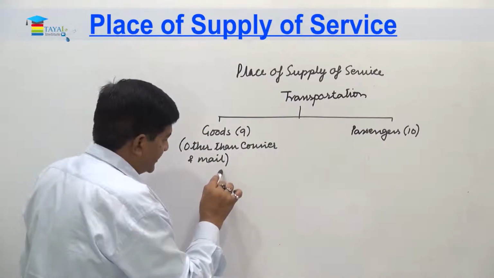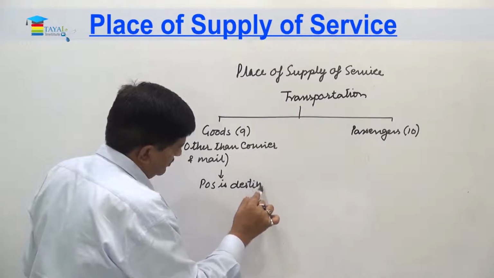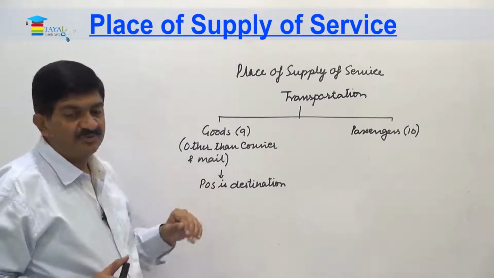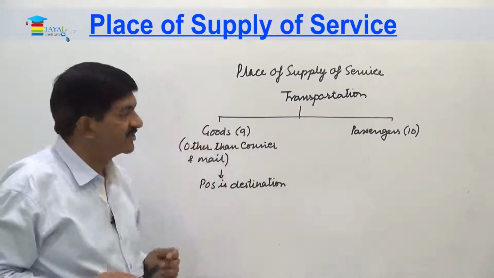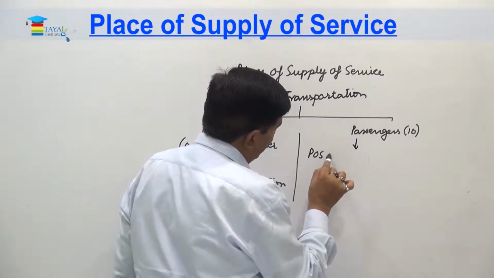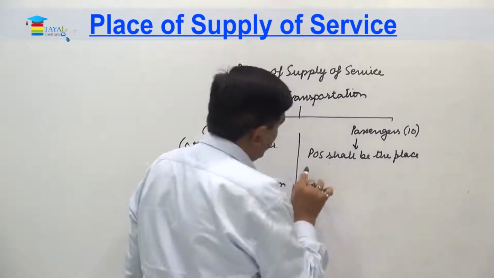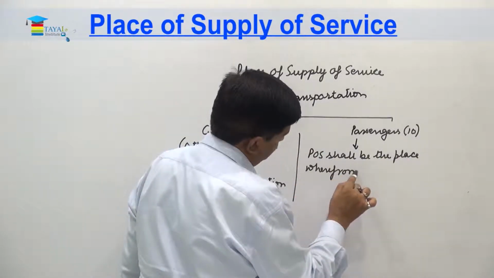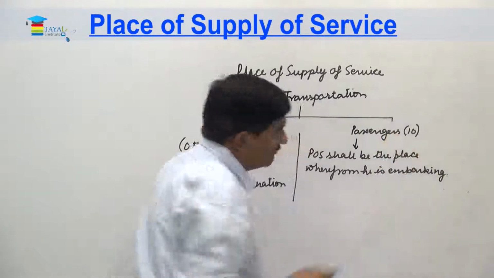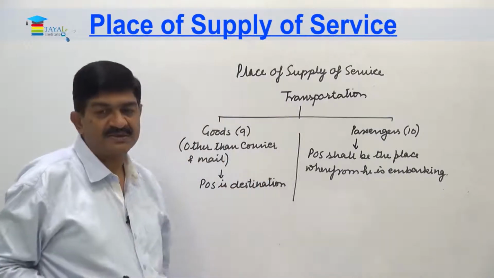So in case of goods other than courier and mail, place of supply is destination. So goods coming to India, this becomes the place of supply. Goods going to a place outside India, then outside India becomes the place of supply. And in case of passenger, place of supply shall be the place wherefrom he is embarking. Right? So transportation of goods is subsection 9, transportation of passengers is subsection 10.